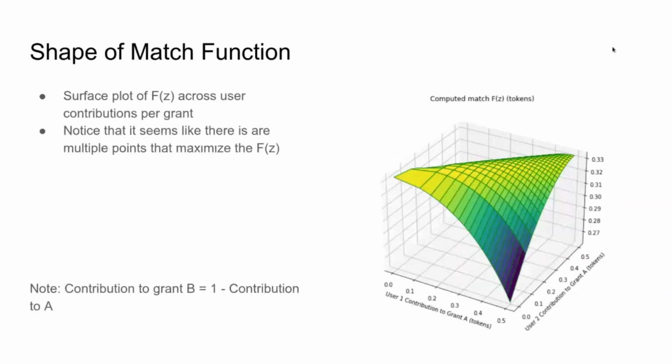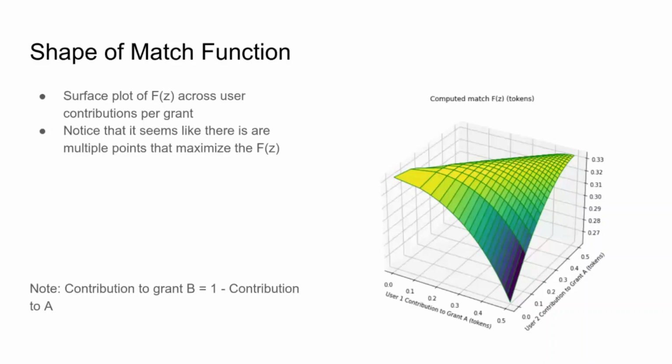Now the shape of the match function. We did a surface plot of FZ across user contributions per grant. So now there are 2 users and they want to maximize the total match across 2 grants. What does that look like? We found this really, really interesting result where this ends up being a manifold, and I'm going to talk about that in the next slide a little bit.